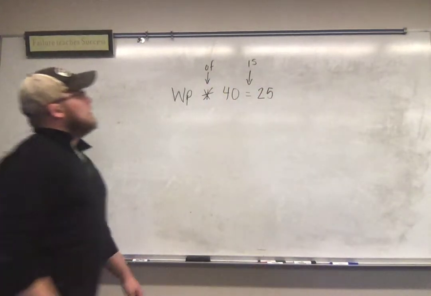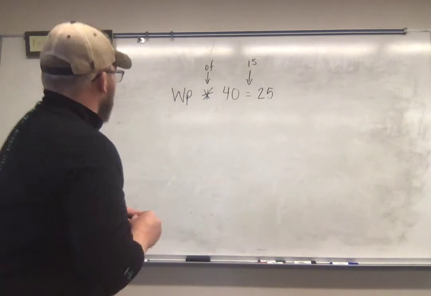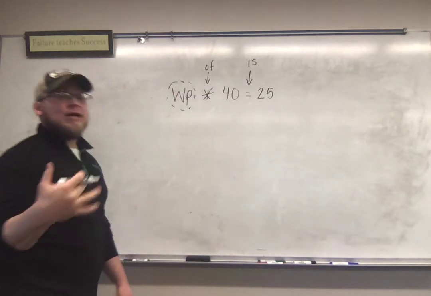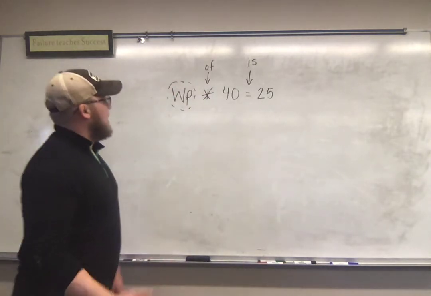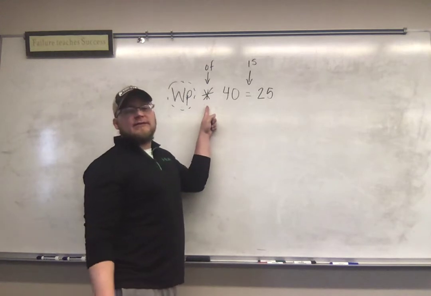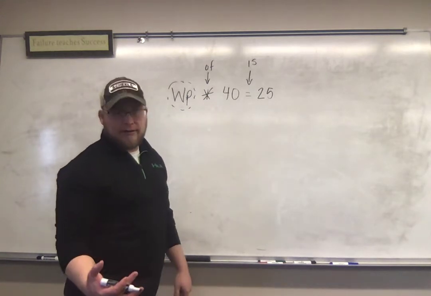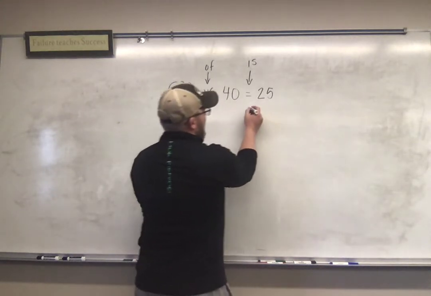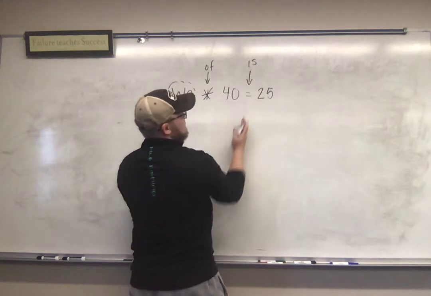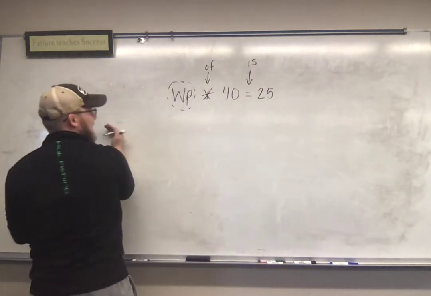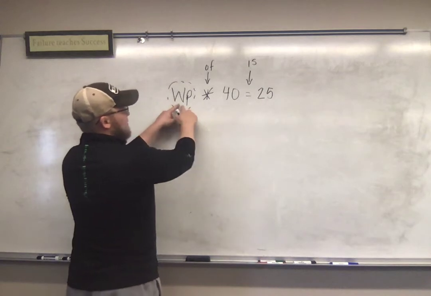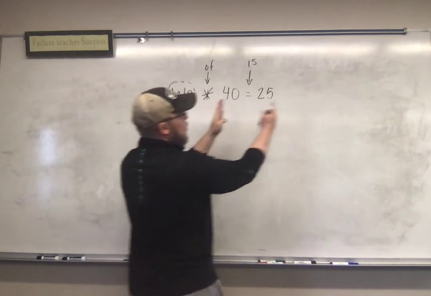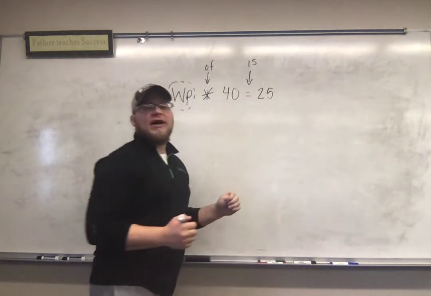Now, what you want to do here is find out what this number is, this percent that we don't know. How we do that is you do the opposite of what this sign says. This says times, so we are going to divide. Take the number that's on the right side of the equals. If I split this down the equals, on the left side you have the percent we don't know, a times sign, and a 40. And on the right side, you have a 25.